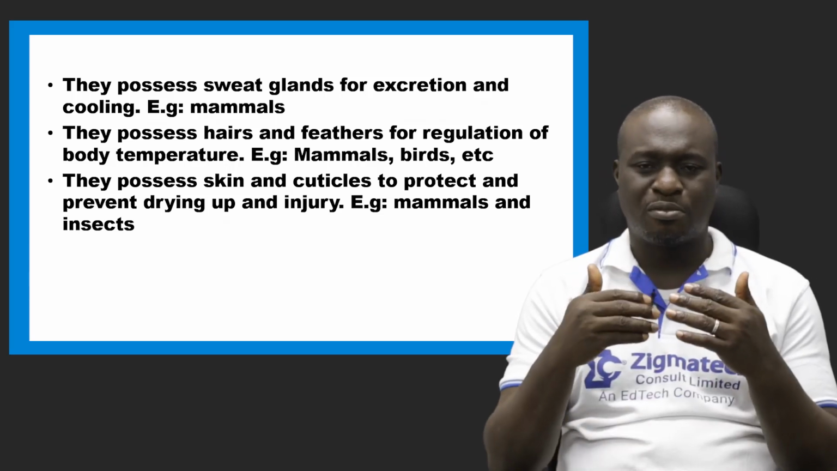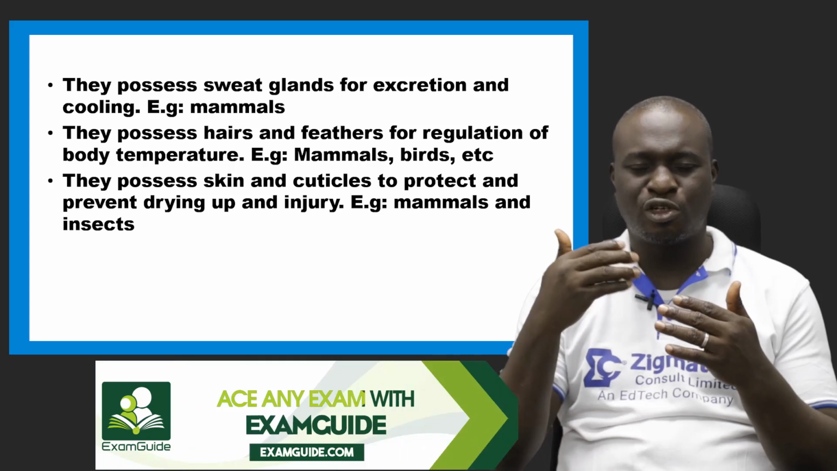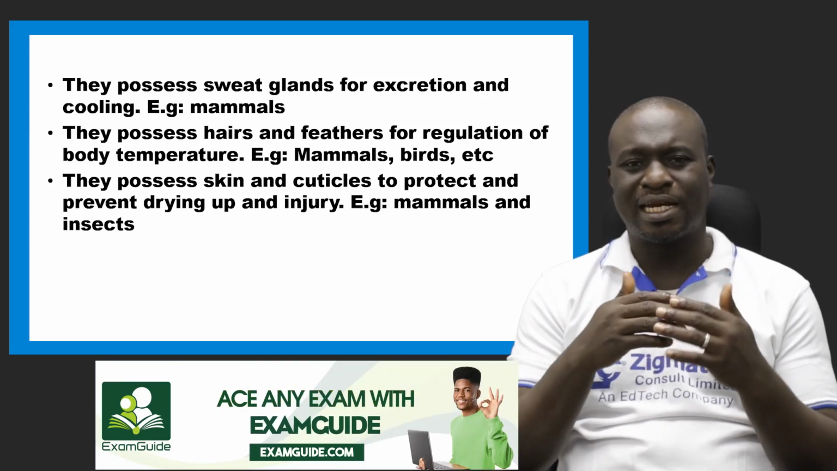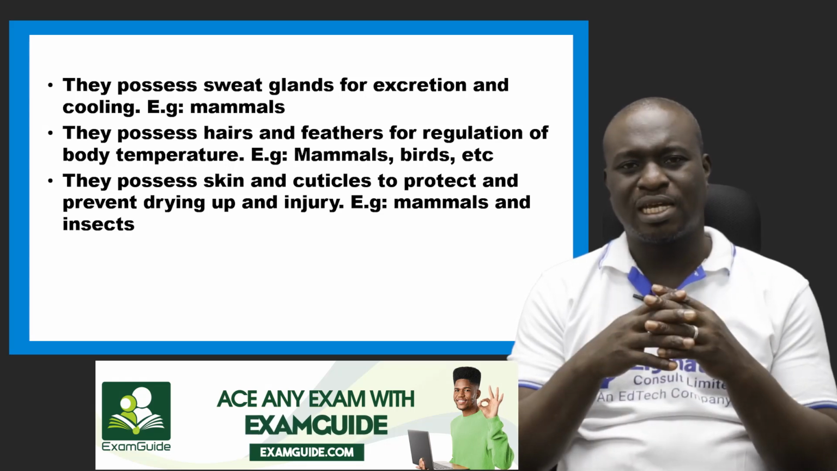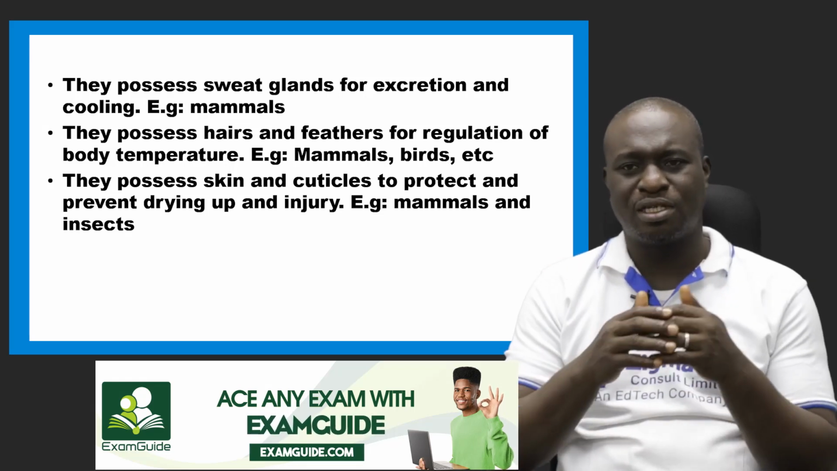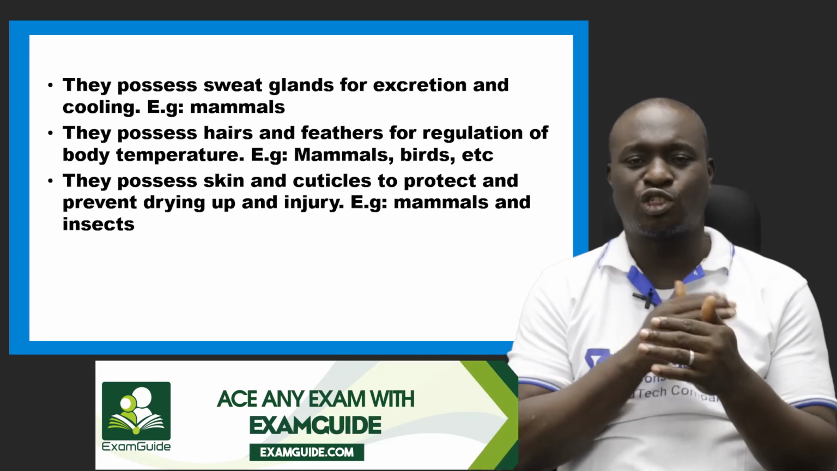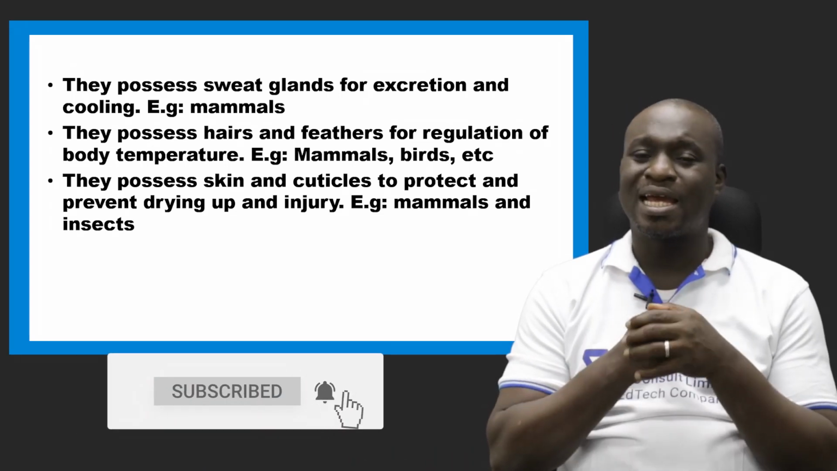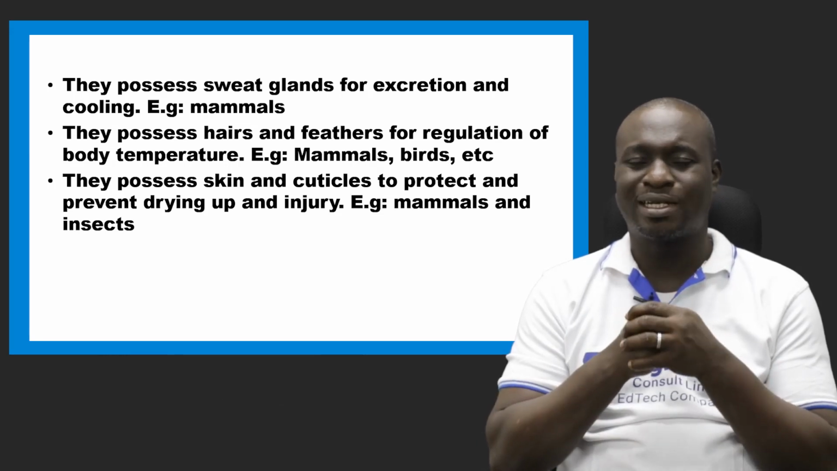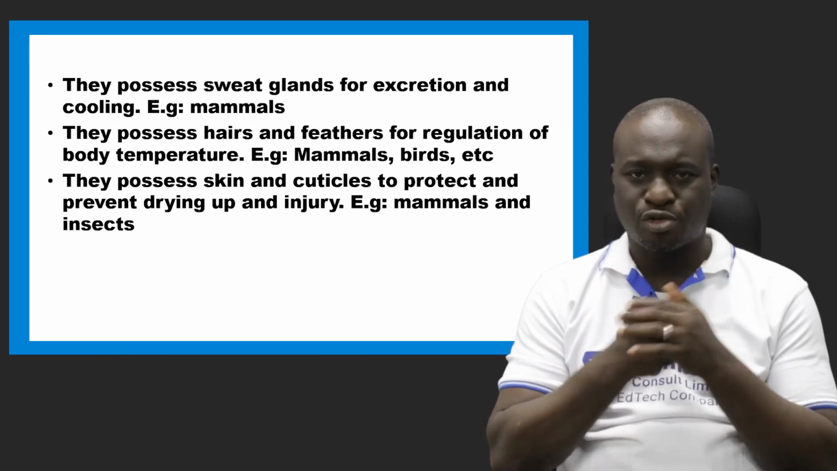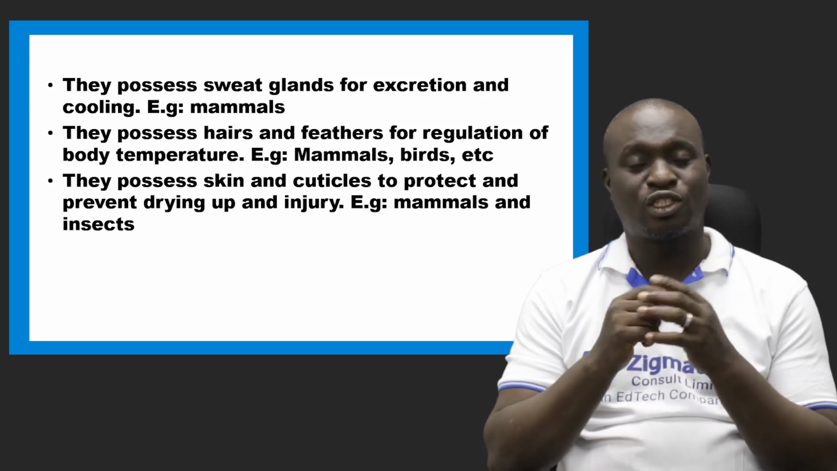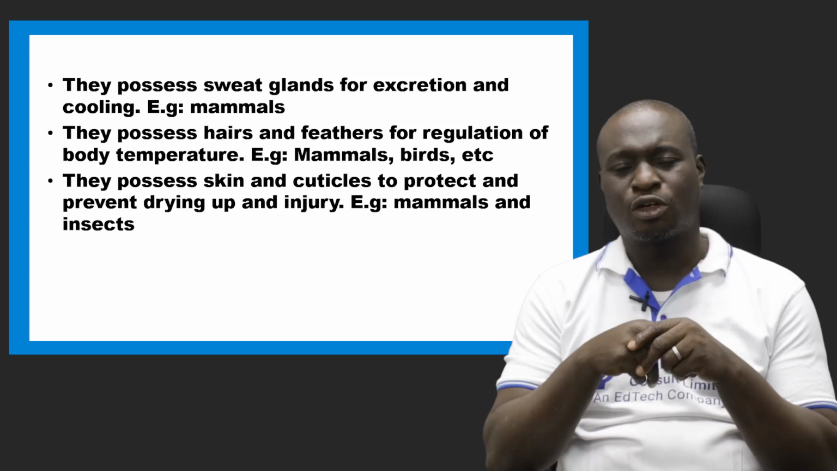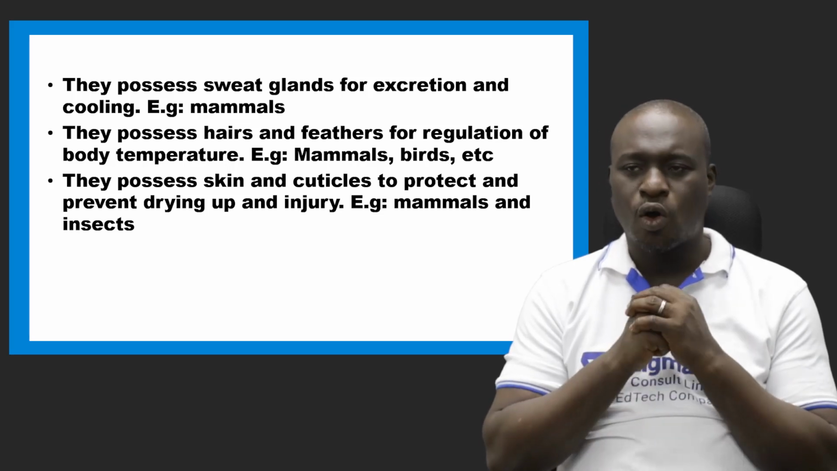In subsequent videos, much later, we're going to be looking at the skin and its parts. We have the dermis and the epidermis, and we're going to see where the sweat gland is actually located. The major purpose of the sweat gland is for excretion, and one of the importance of excretion is that it brings about cooling of the organism.